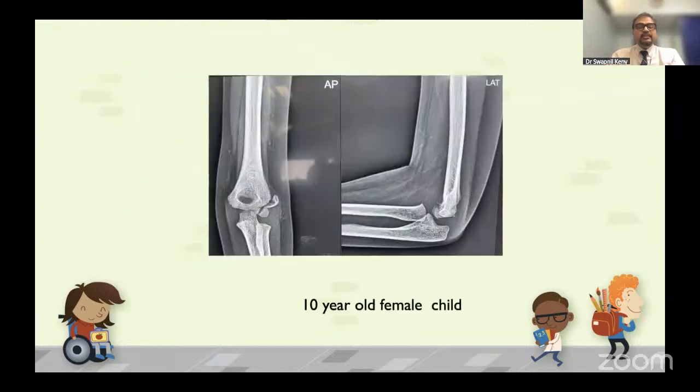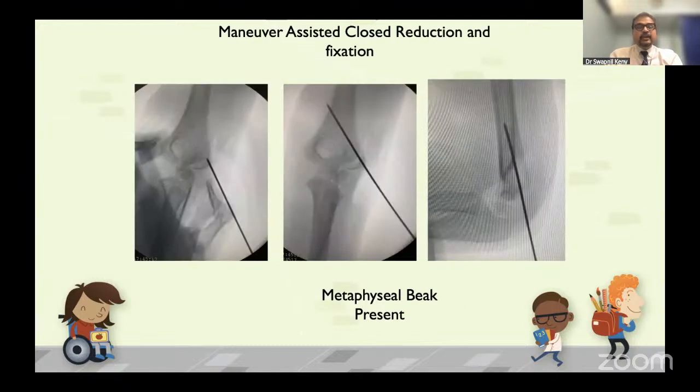Now, this is another case which presented to me quite late. It's almost about 3 weeks. As you can see, this is a completely angulated and to a certain extent displaced lateral condyle fracture. Now, this again requires anatomical reduction. You can either open it and do it, or you can use the advanced principles. And I was very lucky to get a very good reduction with the help of my finger.